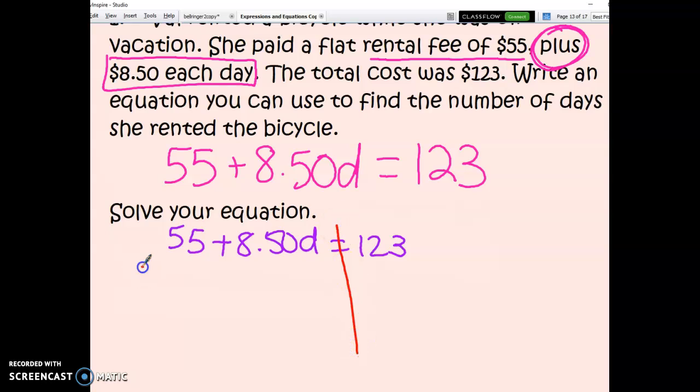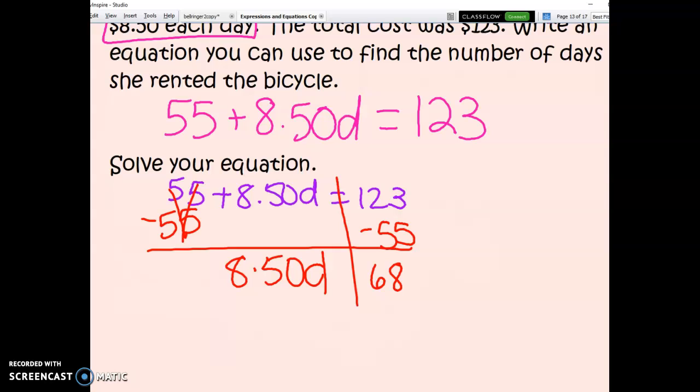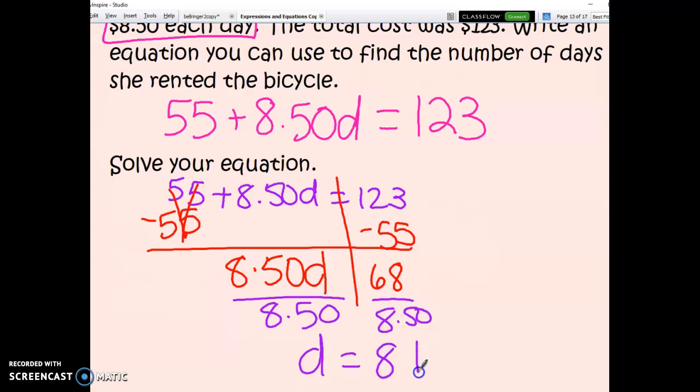All right, so now, first thing I'm going to do is subtract 55. Subtract 55 leaves me with $8.50 times D, or times the number of days. And then I'm going to take 123 and subtract 55, and I get 68. Now I'm going to divide by $8.50. That leaves me with days equals, and then I take my $68, divide by $8.50, and I get 8 days.